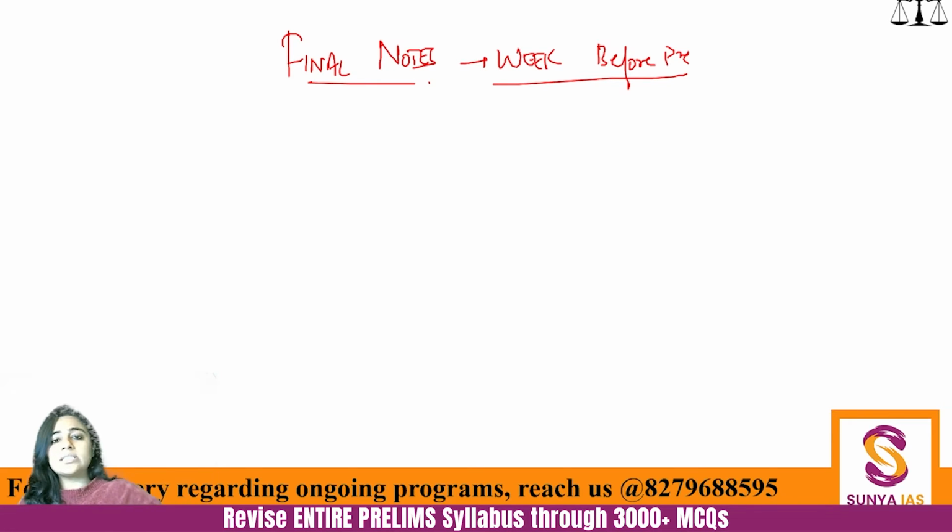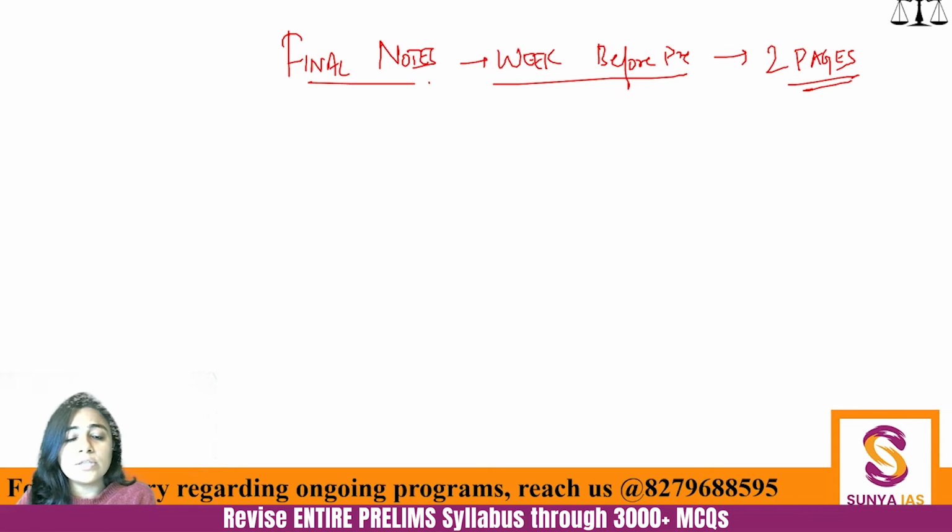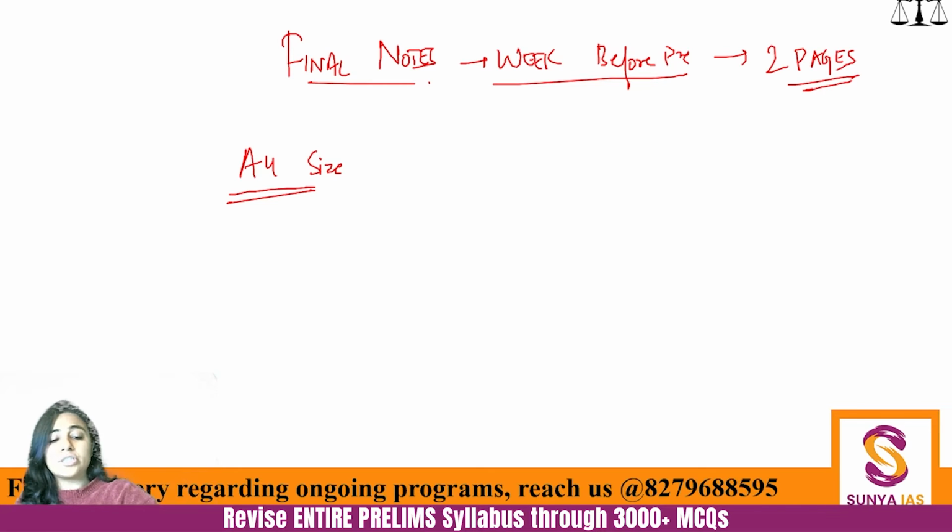So for instance, emergency. For emergency, max to max, you will get a 2-pager note, right? You will get 2 pages that you will remember just before prelims. That is my goal for you. So how you are supposed to make the notes for this class? Please make notes on A4 size sheets. Don't make notes on bound registers.